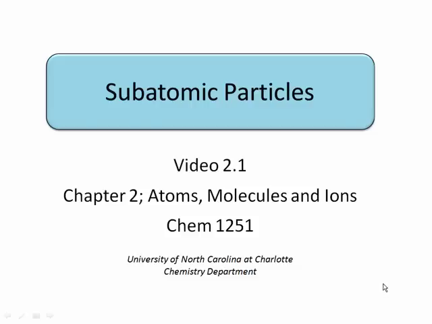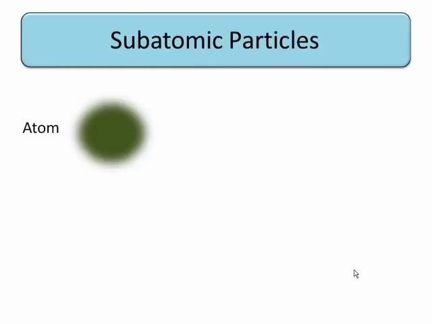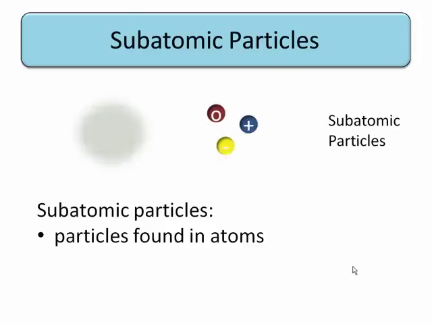From the time that we are very young, we learn that the world around us is composed of particles that are too small to be seen with the naked eye. In this video, we will discuss the very small particles that make up atoms. Since the late 1890s, scientists have been able to characterize the particles that are found in atoms. We call these particles subatomic particles.